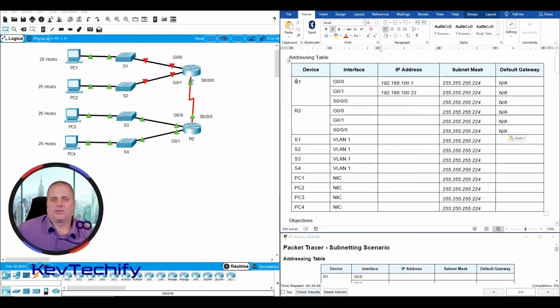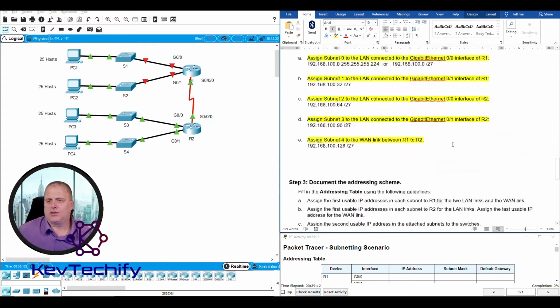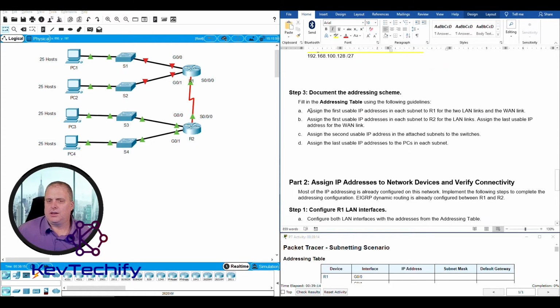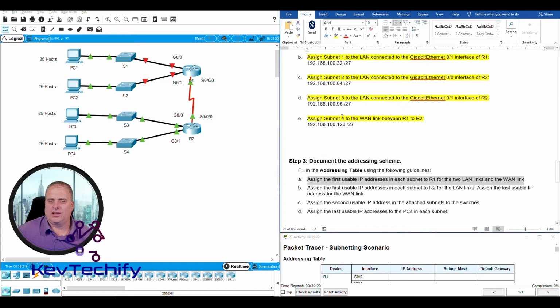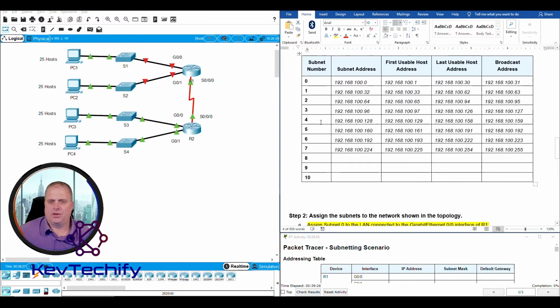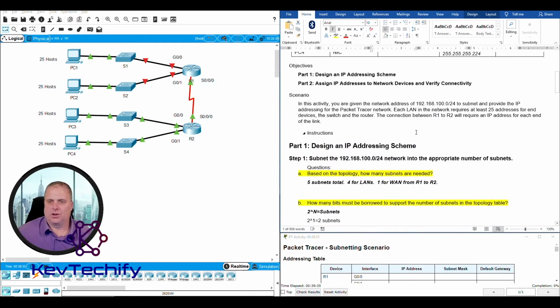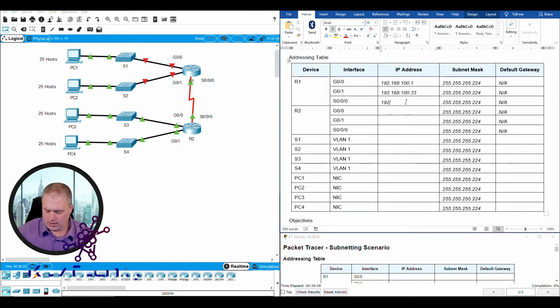The IP address for R1 serial 00 interface is right here. If we scroll down, it said use the first assignable address for the WAN link also. The WAN link was assigned to subnet 4, which is our fifth one. Subnet 4 is right here. If we come over to here, our first usable here was .129. So scroll up to our addressing table, 192.168.100.129. We filled in the subnet mask and the default gateway because there is none. There we go. We have our addressing done for R1.